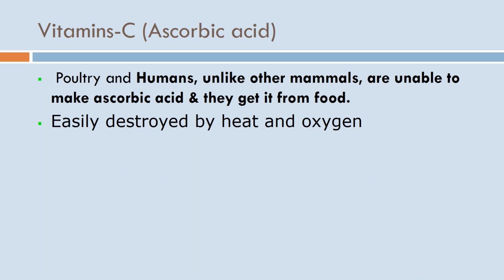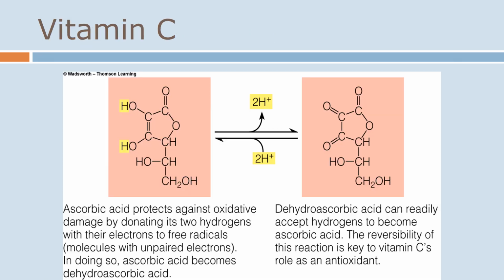The last one is the vitamin C or ascorbic acid. So poultry and human, unlike other mammals, they are unable to make ascorbic acid, and that's why vitamin C is required in the diet of these species, poultry and human. This vitamin C is easily destroyed by heat and oxygen, like other B complex vitamins. By the heat and oxygen, they cause the destruction of vitamin.